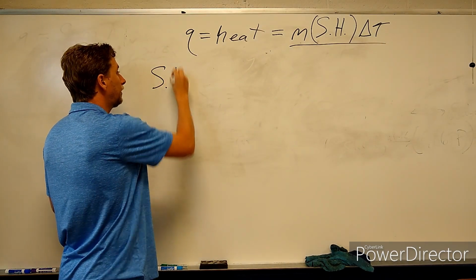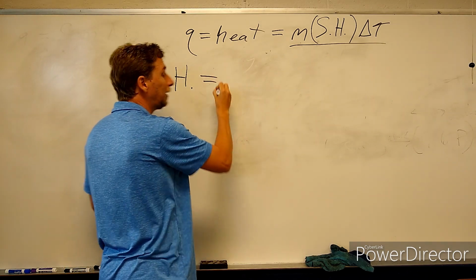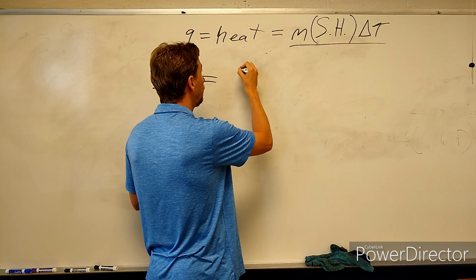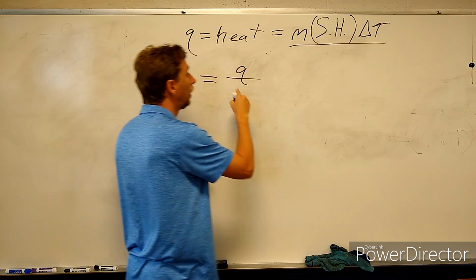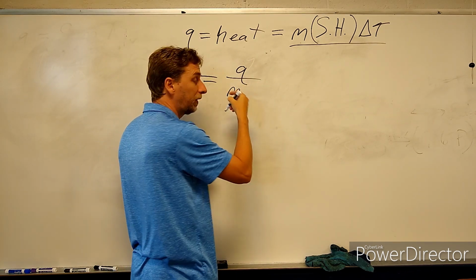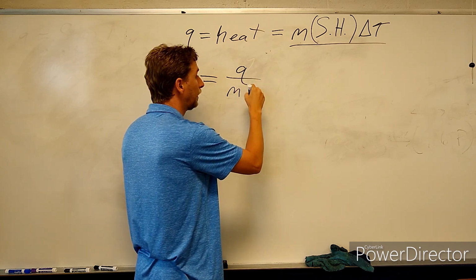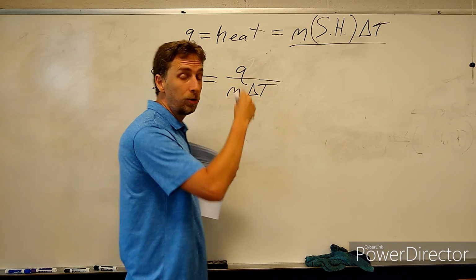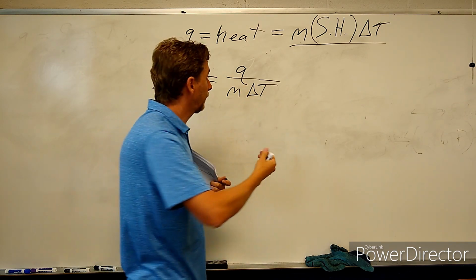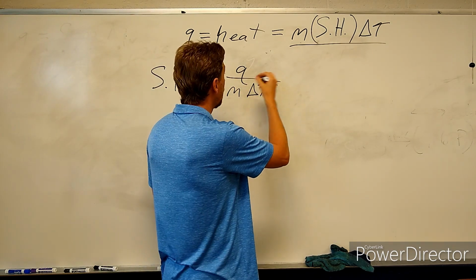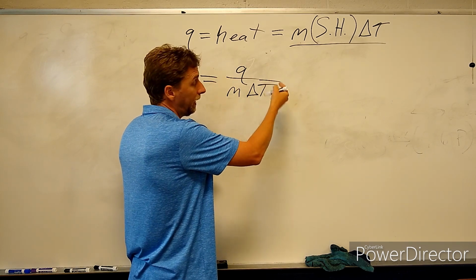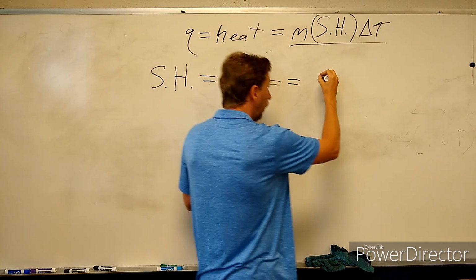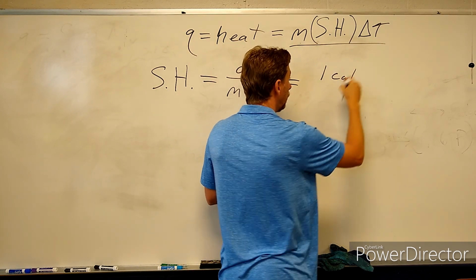I'm going to put it like this. SH is equal to the heat, which is Q, divided by the mass of the substance times the temperature change of the substance. In our example, you use water. That's a very easy substance to use as a reference substance. And if you do that, the specific heat comes out to be 1 calorie of heat.